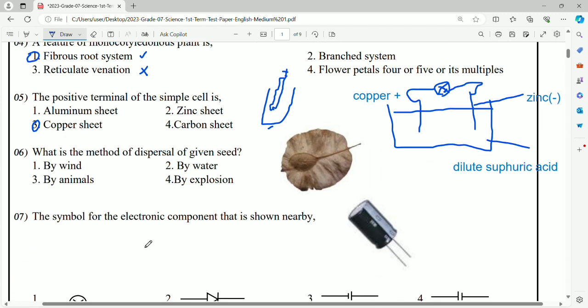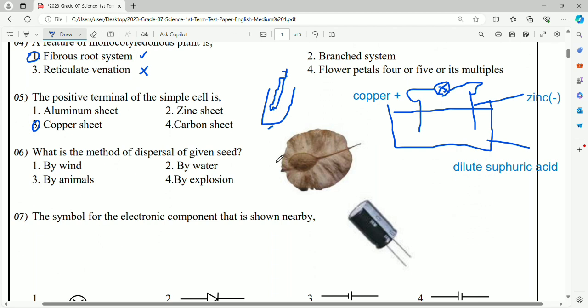Let's move to question number 6. What is the method of dispersal of the given seeds? There are 3 methods of seed dispersal: by wind, by water, by animals, and a fourth method is by explosive mechanisms. By wind: cotton, eruku, wara, enne, hora, tanaku, gammaru.